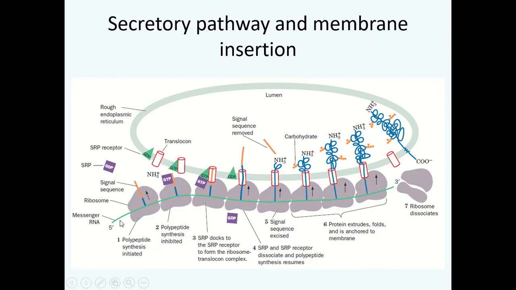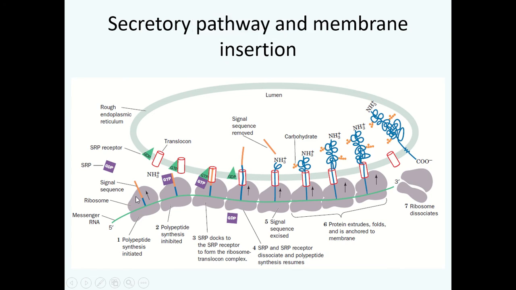This is a schematic representation of the process. The ribosome is shown here in gray color, and in blue color you can see the messenger RNA. The ribosome binds to the messenger RNA and starts the process of translation. As soon as the protein synthesis starts and a few amino acids are incorporated into the protein chain, the synthesis of protein is paused by the signal recognition particle.